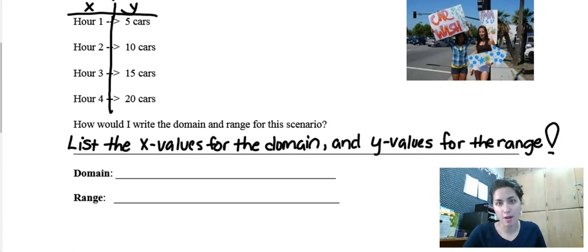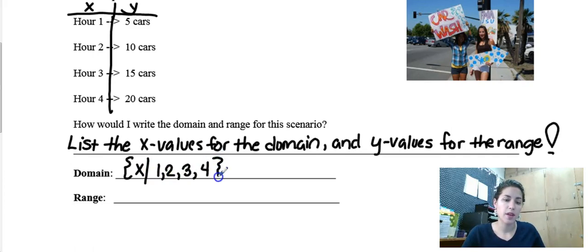And hopefully this is like a blast from the past to what we did at the beginning of the unit where we had tables like this, because when it's discrete, when the data is countable, we list all of the x values for our domain and all of the y values for the range. And that's exactly what we're going to do here with this real-world car wash question. So for my domain, I'm going to start with a little curly bracket, and it's going to be x such that, and now we'll just list 1, 2, 3, 4, and close it.